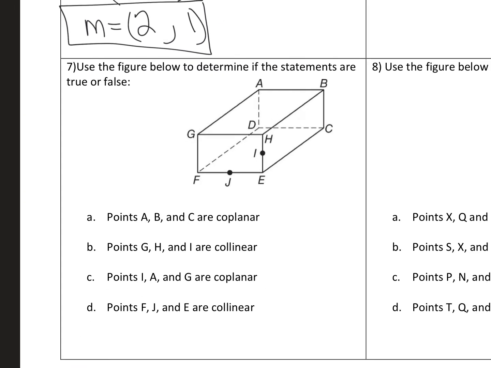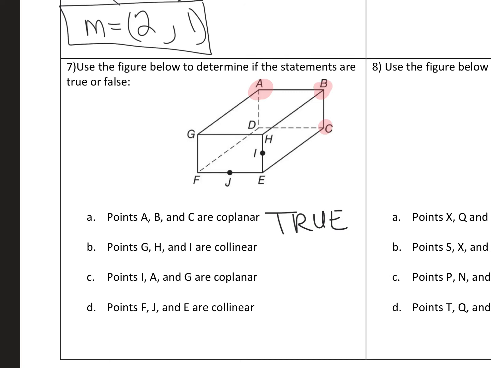Which ones of these statements are true? Which ones of these statements are false? So each one of these needs a true or false. Points A, B, C are coplanar. Where are A, B, and C? We have A in the back corner, A, B, and C. Are those part of the same plane? They are. They're part of that back plane. This is true.